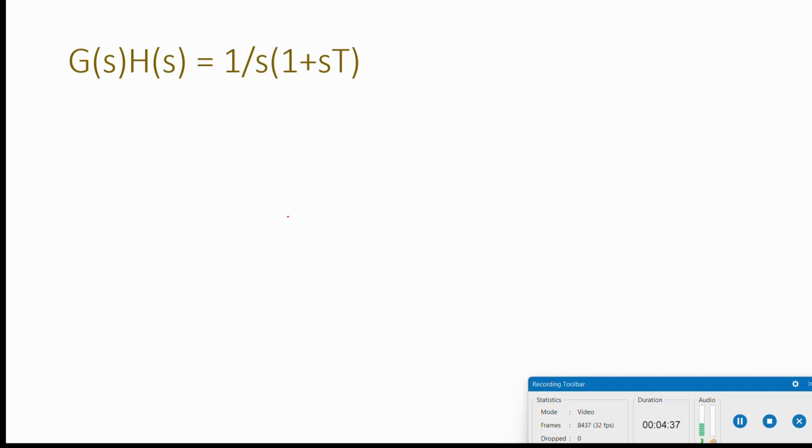The next transfer function is G(s)H(s) equal to 1 divided by s into (s plus 1 by T). So we are adding a pole to this transfer function. What is the first step we need to follow? We have to substitute s equal to j omega.